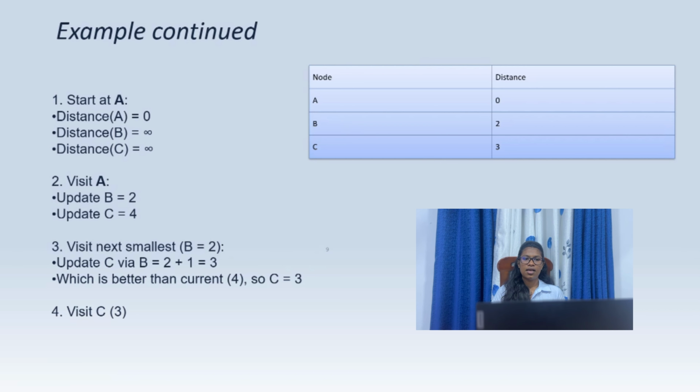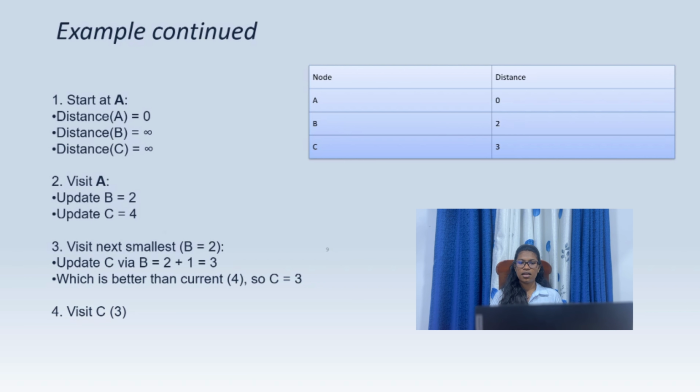In here, when we start from A, the distance from A is 0 and all the other nodes are infinity. Then visit A, update B as 2 and update C as 4. Then visit the next smallest node. It means B equals 2. Update C, B equals 2 plus 1, that means 3, which is better than current, so C equals 3. Then visit C as shown in this table.